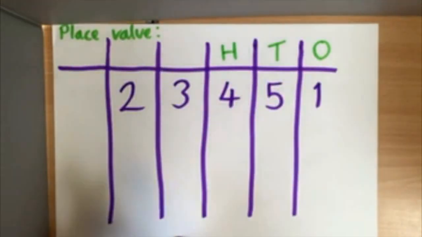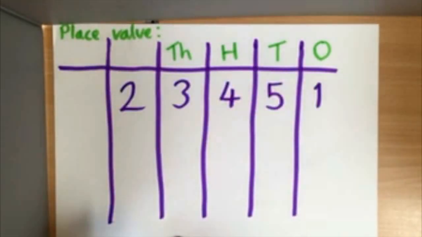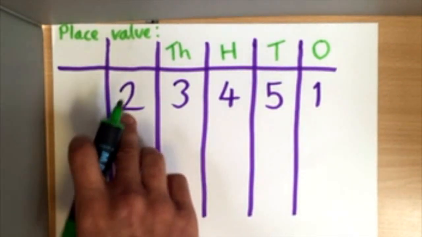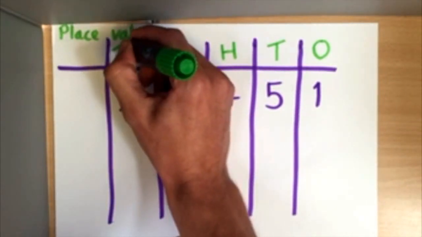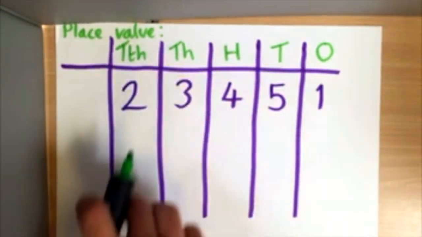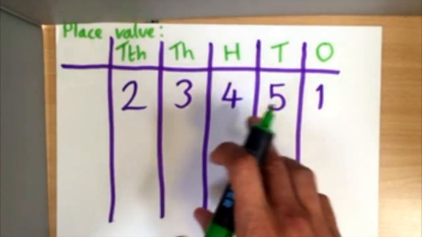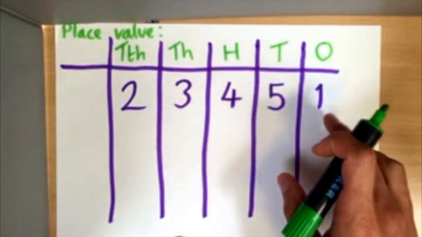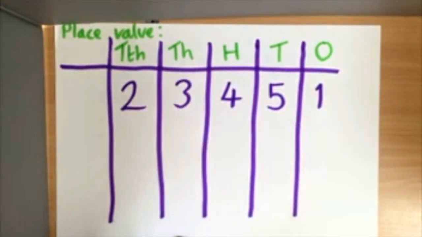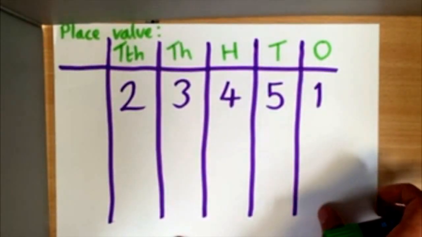hundreds column. Moving on again, we come to our 3000s column, and this tricky one that we've been working on for the past few weeks is our ten thousands column. So we've got 2 lots of 10,000, 3 lots of thousands, that's our 23,000, 4 lots of 100, 5 lots of 10, and 1 lot of ones. That gives us 23,451. So bear this in mind when you're ordering and comparing your numbers this week.